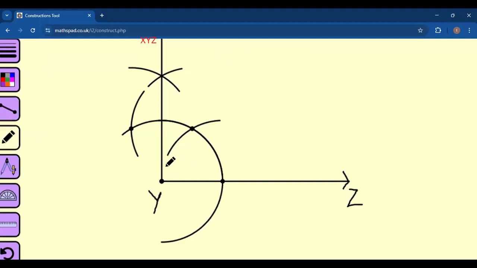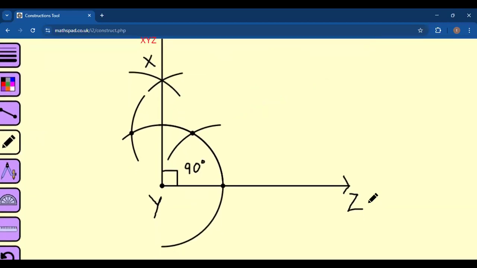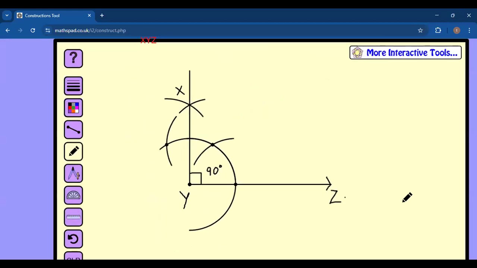So when we label it, this is what? We put a box. Class, what does the box indicate? 90 degrees, a 90 degree angle. It's angle X, Y, and Z. All right, does that make sense to you all? Class, let me know if that makes sense.